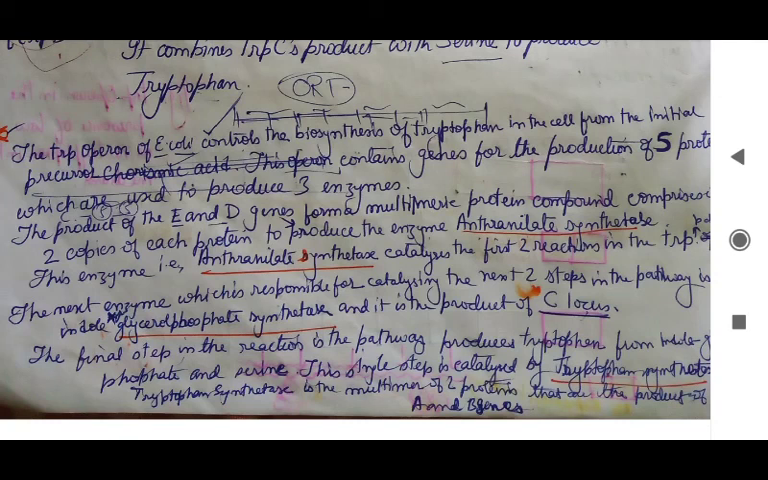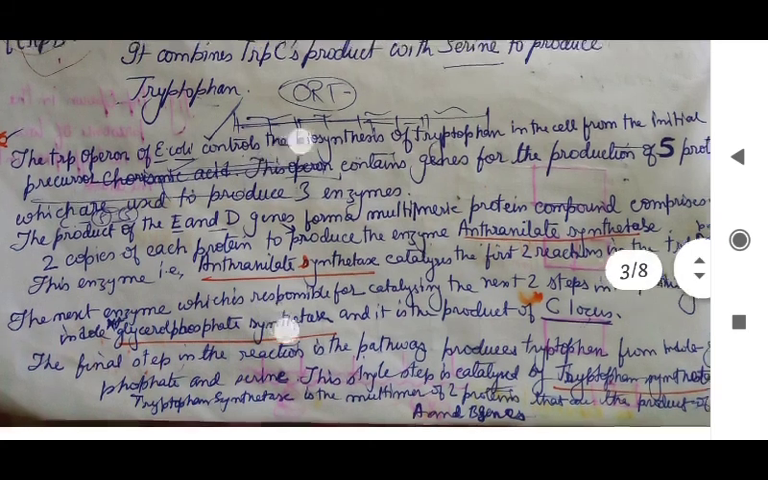So the tryptophan operon of E. coli controls the biosynthesis of tryptophan in the cell from the initial precursor chorismate, and this tryptophan operon consists of 5 genes. These 5 genes will encode 3 enzymes which deal with the biosynthesis of tryptophan.